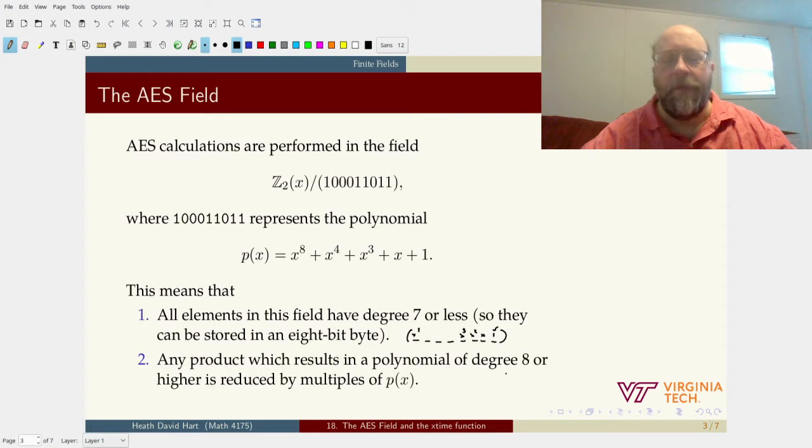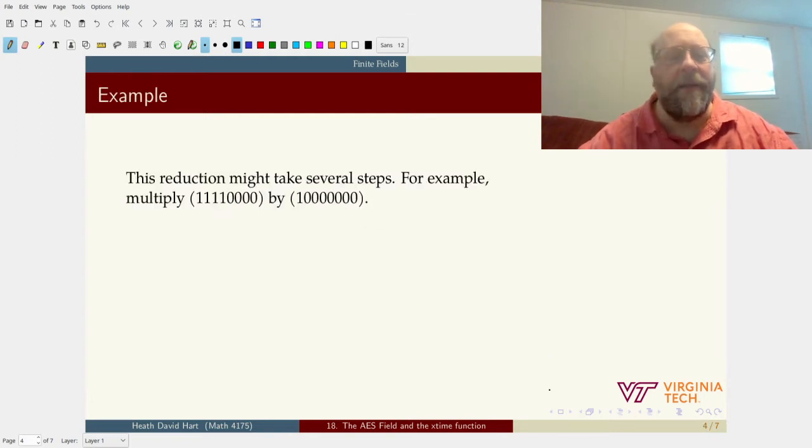And that means that any product that results in a polynomial of degree 8 or higher, we have to reduce by multiples of p of x. And that can get kind of complicated. It might take several steps. Let's just try multiplying these two polynomials together. In hex, we would write this as f0 times 80, if you want to think about this as hex instead of binary. But this is the polynomial x to the 7th plus x to the 6th plus x to the 5th plus x to the 4th multiplied by x to the 4th.